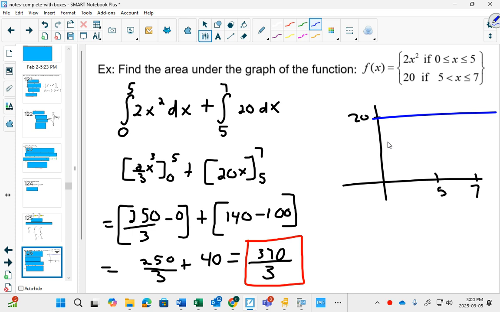Can you visualize this green area? It's a perfect rectangle, right? The height is 20. The width is 2. Should make sense that it's 40. Beautiful that the calculus gives you the same answer, right?